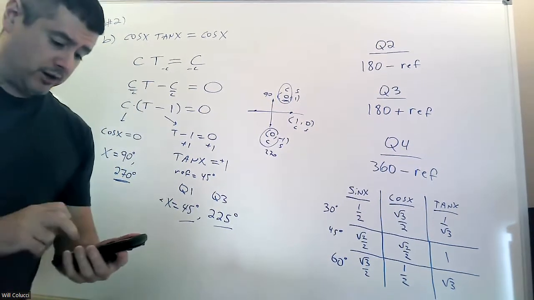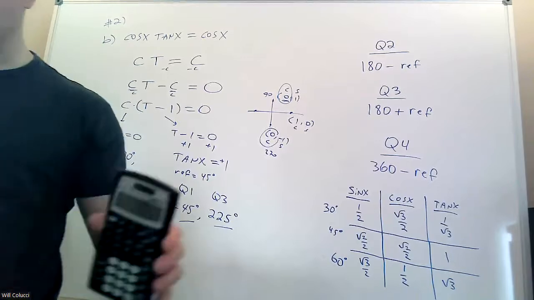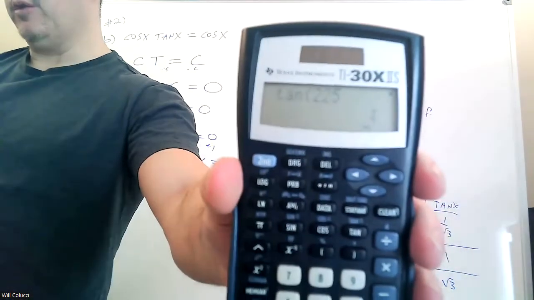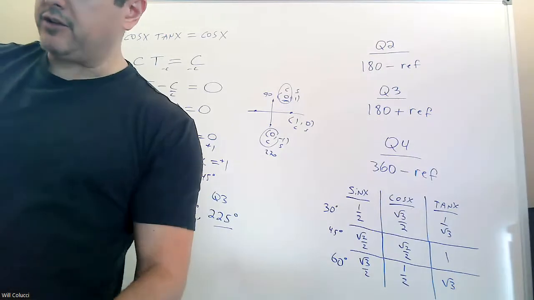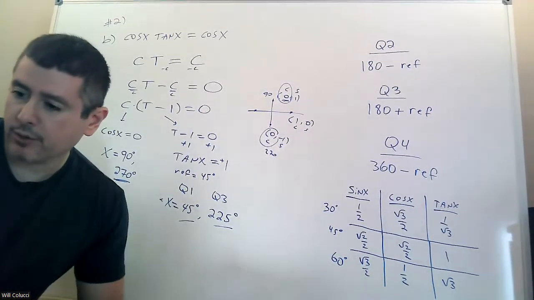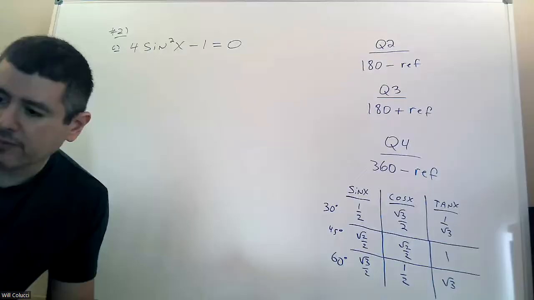And again, if you're not sure, hit tan 225. I'm going to put it in there. Hit equal. It'll be a 1. I know it's 1. I know it's going to work. You check the value on the calculator. All right, so I'm going to do another one. I don't know how many more I'm going to do, but at least one more.